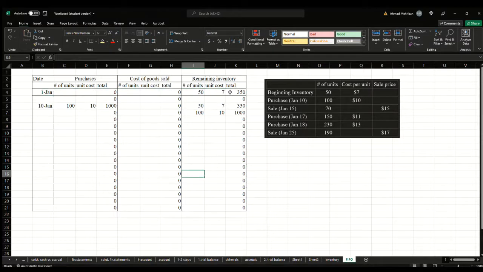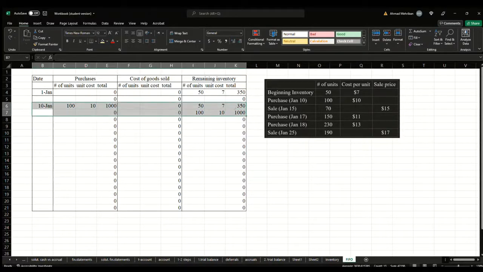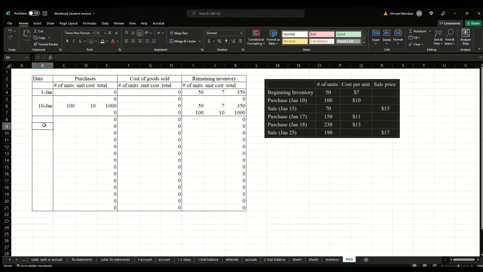This is the remaining for January 1, and once we made a purchase, we have both. It doesn't mean that I'm adding it to this one. It means that the remaining inventory by this point is 150 units of toys, with these costs per each lot, and these are the total costs by the end of this period. Again, I can underline it like this, and then we have the sale on January 15.